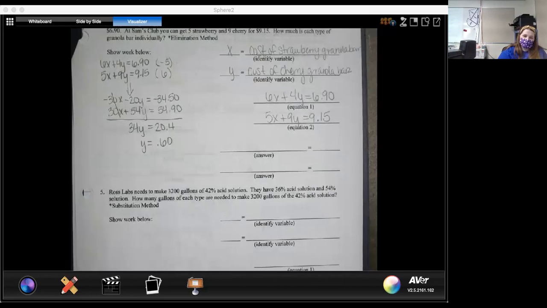Okay, so can you substitute that 60 into either equation? Yes. You can substitute into the first one or the second one, it does not matter. Either way, you'll solve for x.